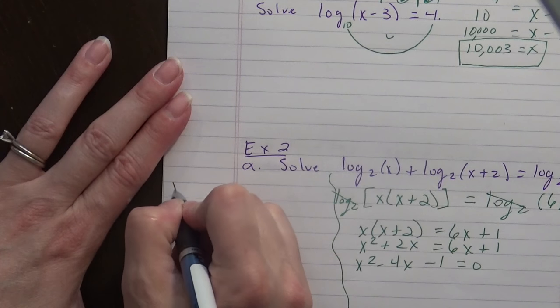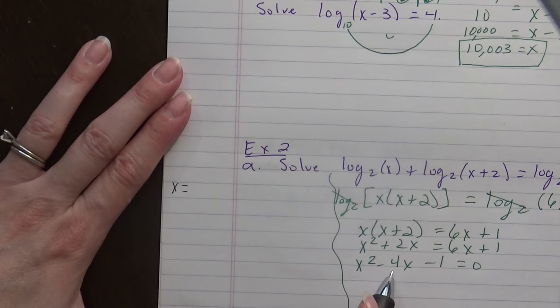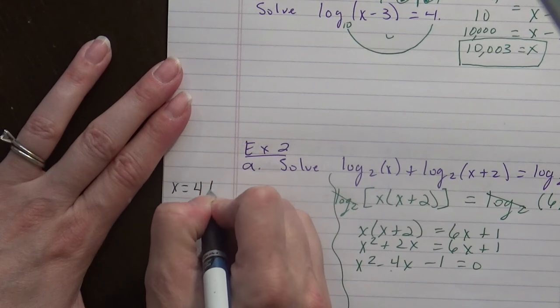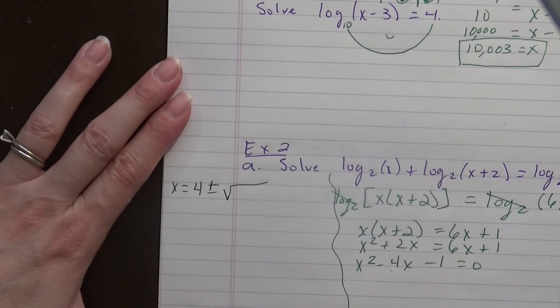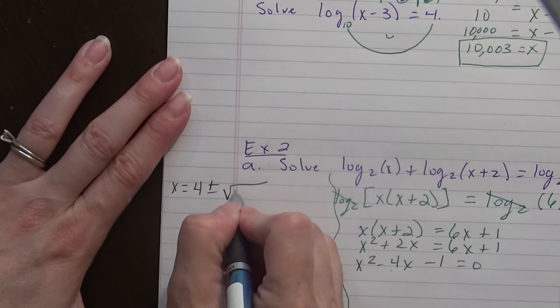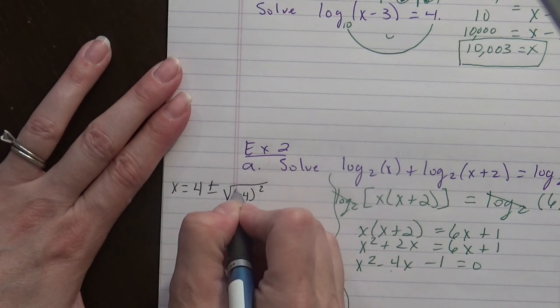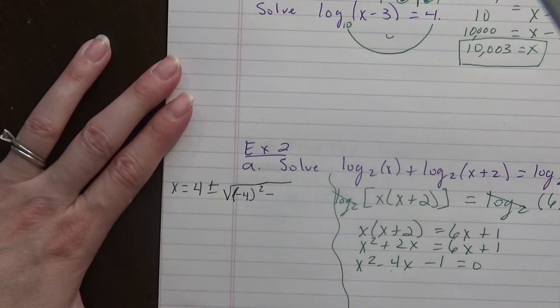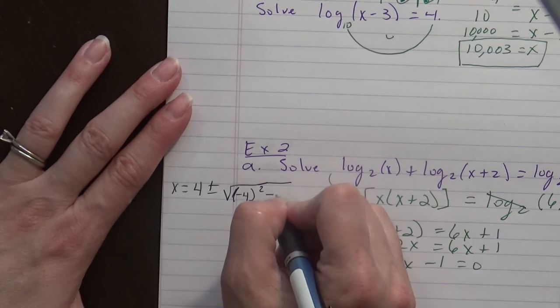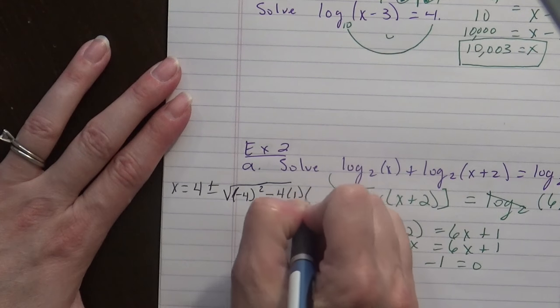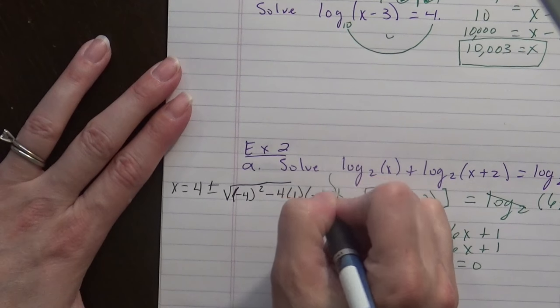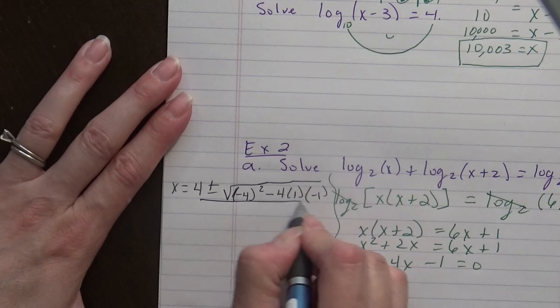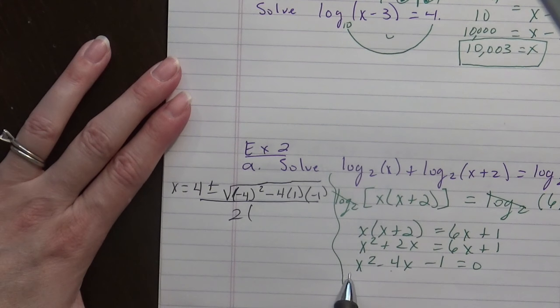So we're going to do x equals negative b, so that will be a positive 4, plus or minus the square root of b squared, so negative 4 squared. Put negative 4 in parentheses before you square it. Minus 4 times a is 1, c is negative 1, all over 2 times, and again a is 1.